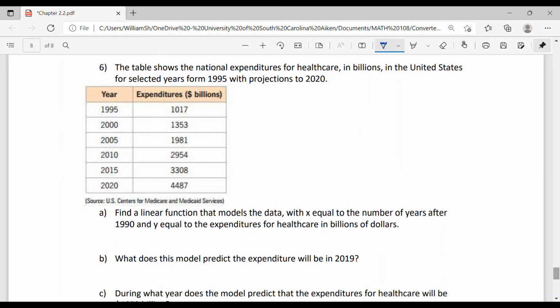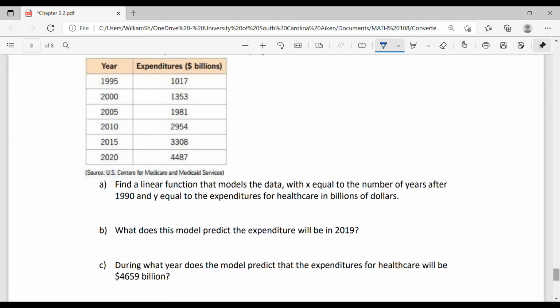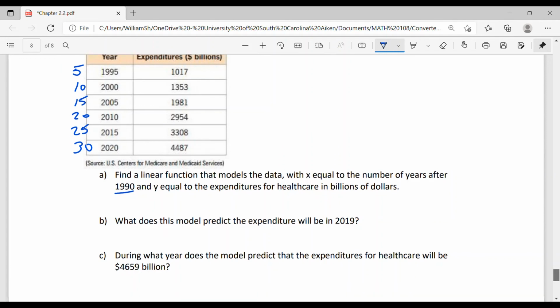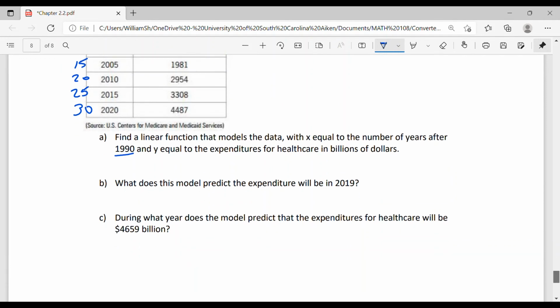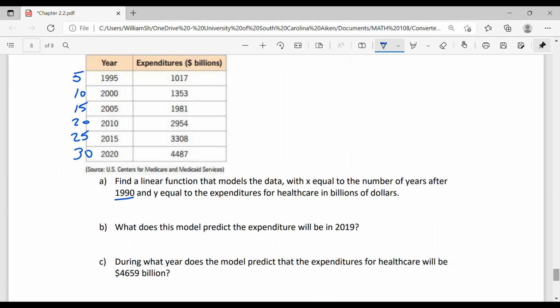The table shows the national expenditures for healthcare in billions in the United States for selected years from 1995 with projections to 2020. So we've got our graph here. It says find the linear function that models the data with x equal to the number of years after 1990 and y equal to the expenditures for healthcare in billions of dollars. Okay, so x is the number of years after 1990. That means we have an alignment here. That means it's going to be 5, 10, 15, 20, 25, and 30. And C is going to ask us during what year does the model predict expenditures for healthcare will be 4,659 billion. So let's jump over to our calculator real quick, do some calculations.